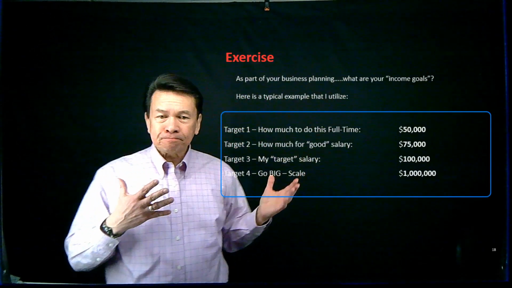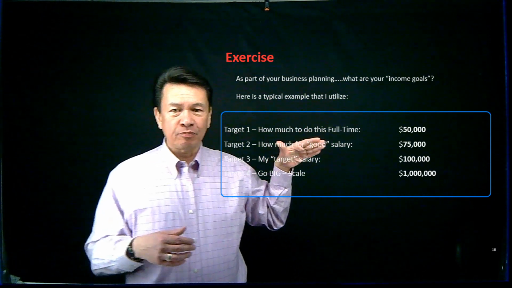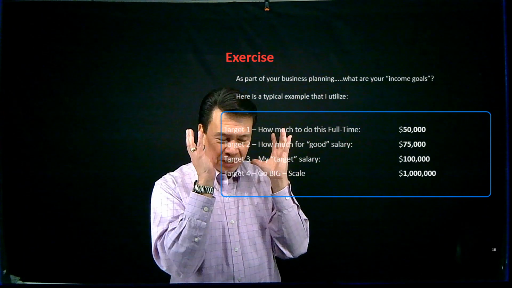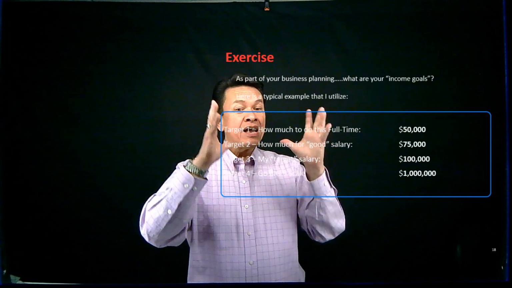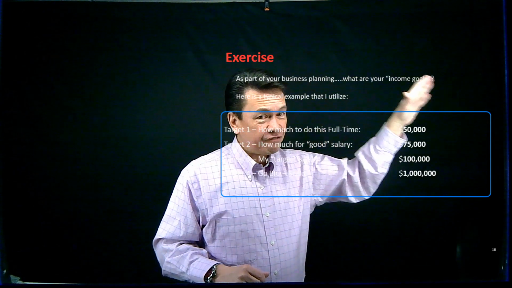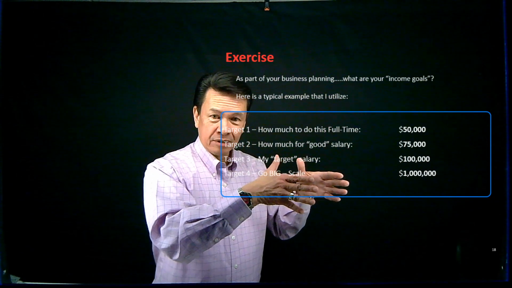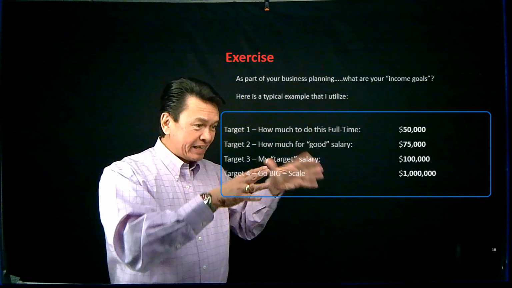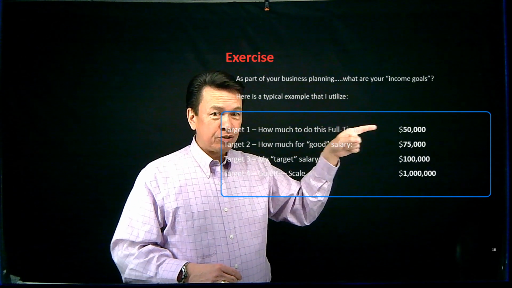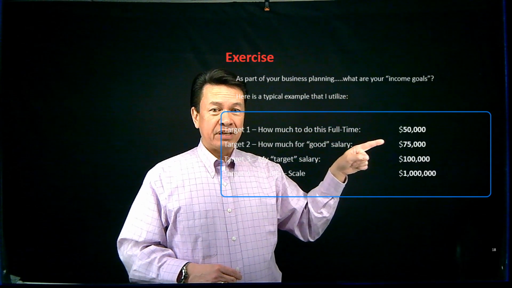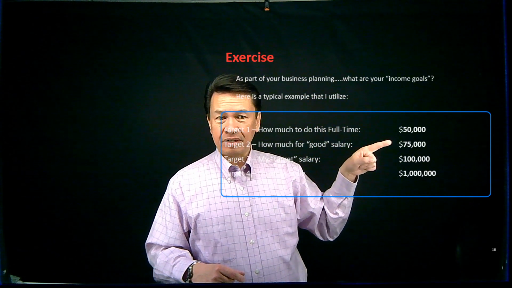So for me, a lot of times when I'm kicking off a business, it's really, man, I love this. This is amazing. You know what? If I can make $50,000, I would stop and do this full time, right? And I know that if I did this full time, I could probably do a lot better than that, and I could probably drive into that $75,000. That's my good salary number, okay?